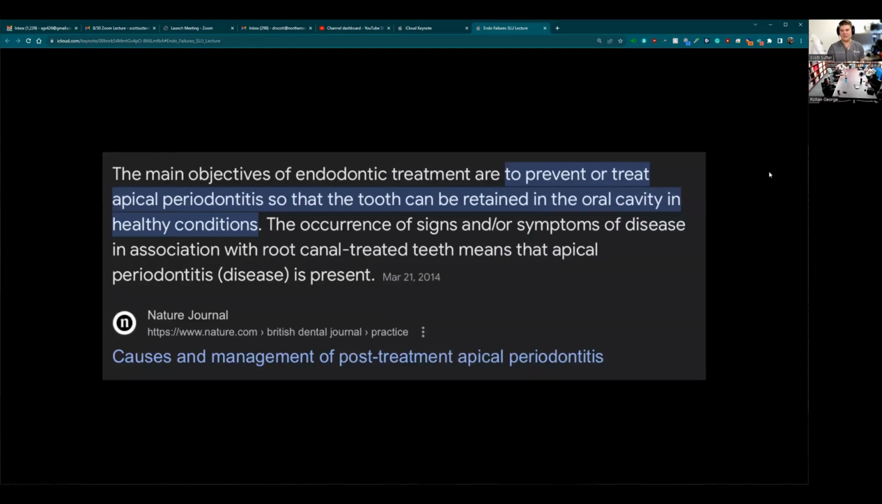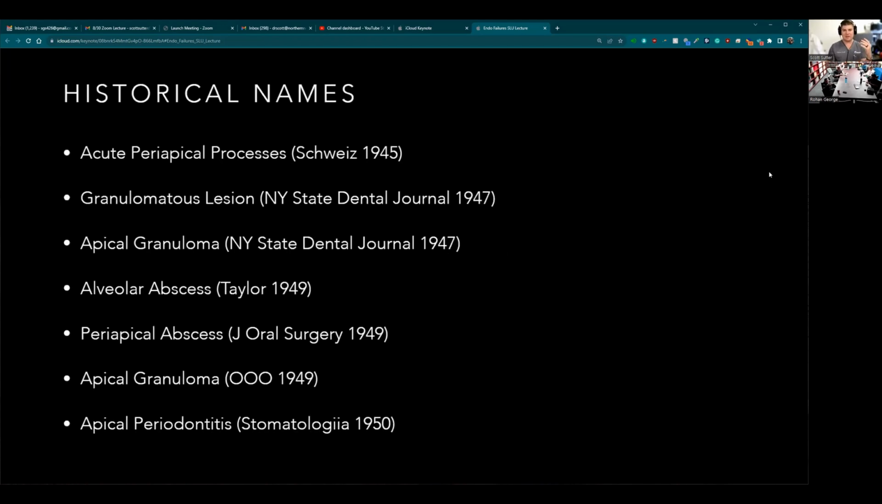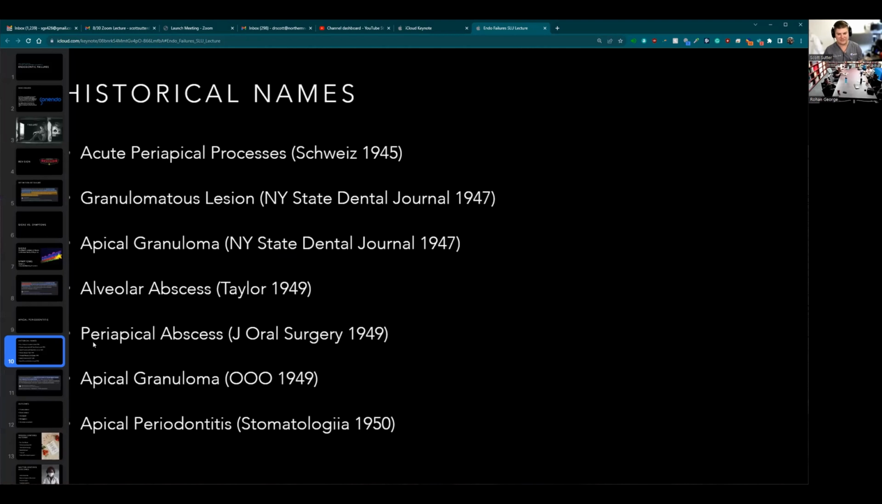So what is that definition and what is apical periodontitis? That's what we're all trying to prevent. Anything endo, you're going to see the words apical periodontitis. And we've named it a bunch of different things. Pretty much World War II is over and all the dentists were like, yeah, let's just start naming stuff. You'll see some of the terms from the past: periapical abscess. And finally, in 1950, in Stomatologia, we have the term apical periodontitis.